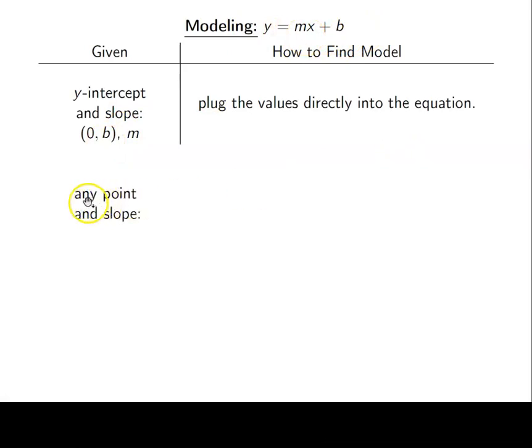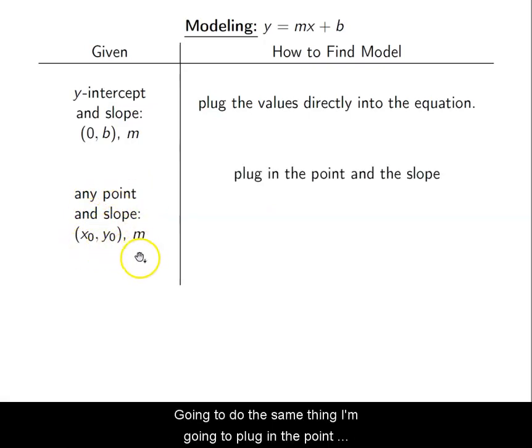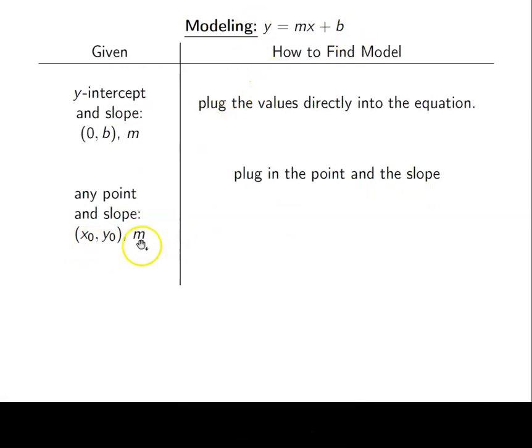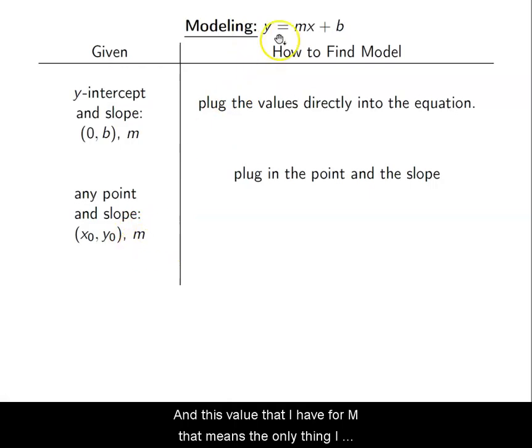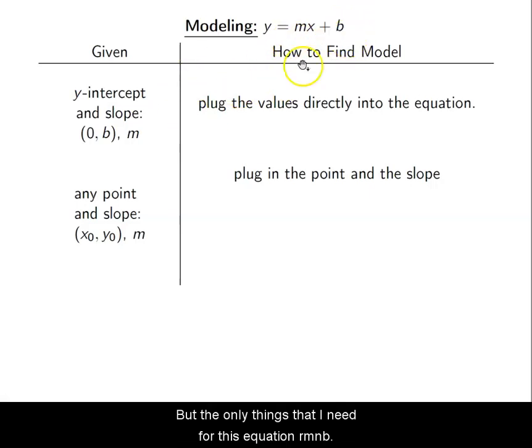Okay. Let's say that I'm given any point and a slope. So this (x naught, y naught) and m. I'm going to do pretty much the same thing. I'm going to plug in the point and the slope. So that means I'm going to plug in x naught for x and y naught for y. And this value that I have for m, that means the only thing I don't know is b. But the only things that I need for this equation are m and b. y and x are variables, m and b are constants, right? So m and b will have values. y and x need to stay as y and x.